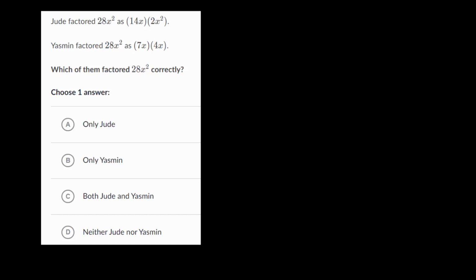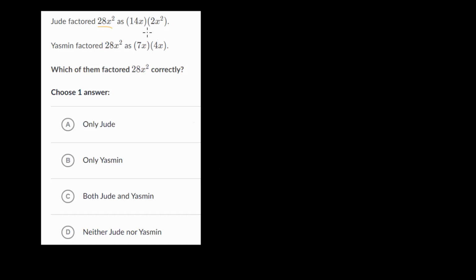So let's look at a couple slightly more challenging problems when factoring monomials. So, factoring one-term expressions into a product of two different factors. And we have that Jude factored 28 times x squared as 14x multiplied by 2x squared. And Yasmin factored 28 times x squared as 7x times 4x. So which of them factored it correctly? And we need to choose one of these answers.